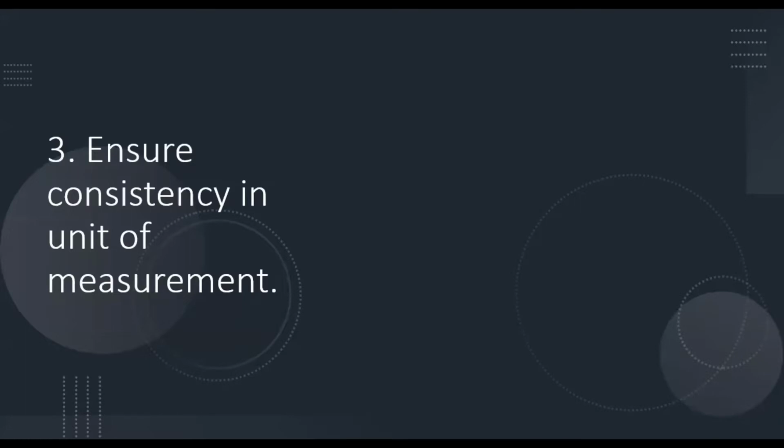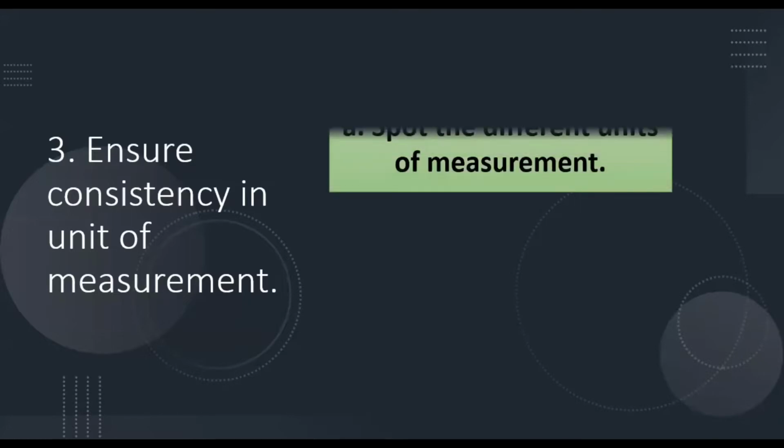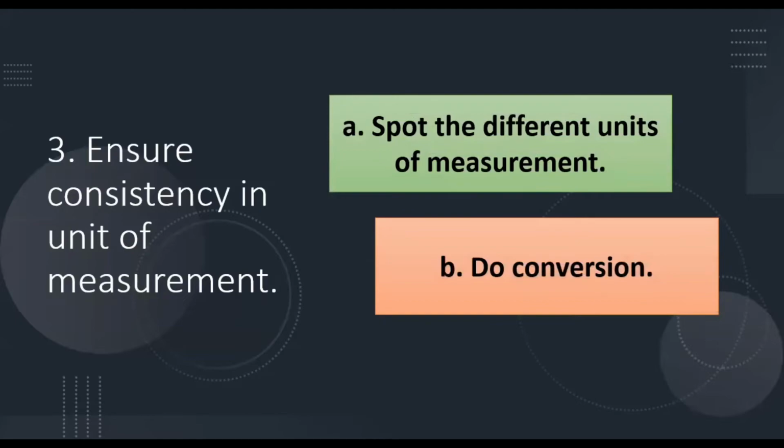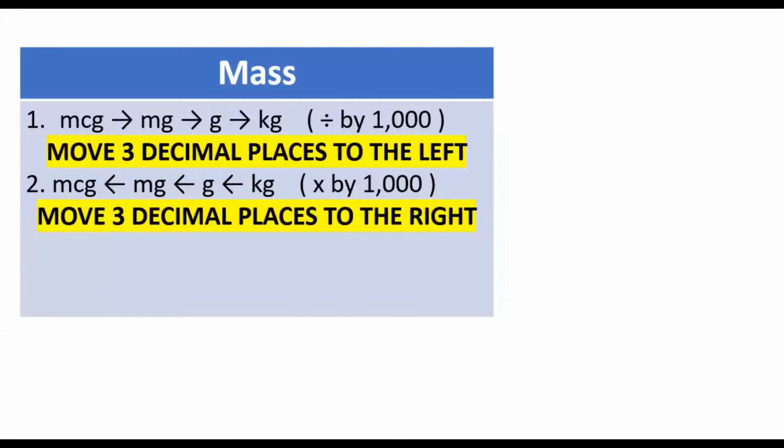Many of the attempts to solve drug calculation problems fail at this consideration. So, how do we ensure the consistency of the unit of measurement? First, let us be keen and spot the difference of units of measurements in the word problem. And finally, do the necessary conversion. For the conversion in mass, we can be guided by the most commonly used units of measurement, from microgram to milligram to gram and to kilogram.